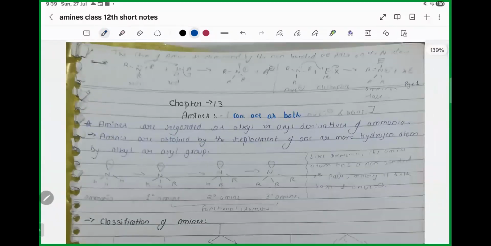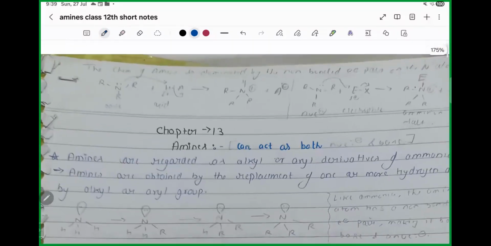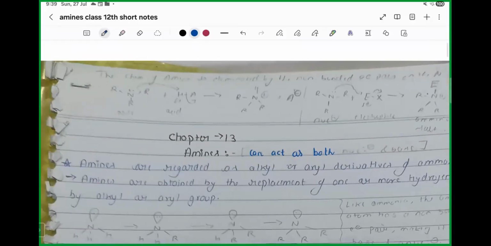Now, the chemistry of amine is determined by the non-bonding electron pair on the nitrogen atom. The chemical reactions that you are going to observe while dealing with amines are entirely dependent on what? The lone pair which is present on your nitrogen atom.